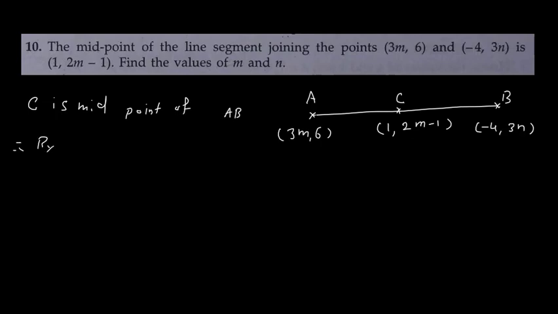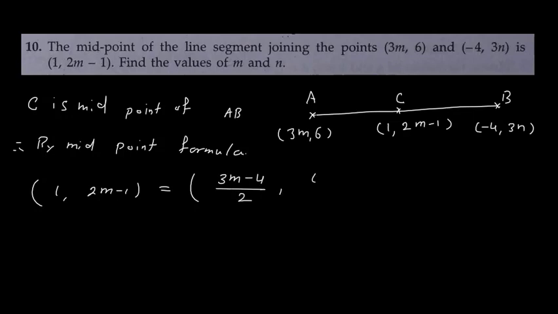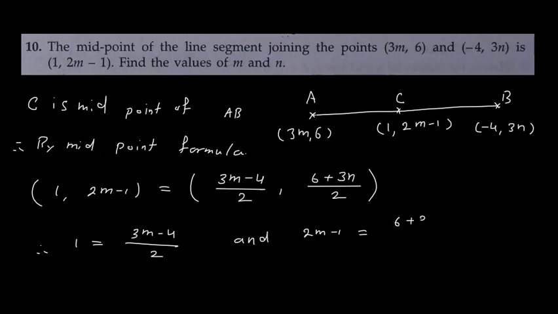Therefore, by midpoint formula, we can say that (1, 2m minus 1) will be equal to ((3m minus 4) divided by 2, (6 plus 3n) divided by 2). So this will give me 1 is equal to (3m minus 4) divided by 2, and I have 2m minus 1 is equal to (6 plus 3n) divided by 2.